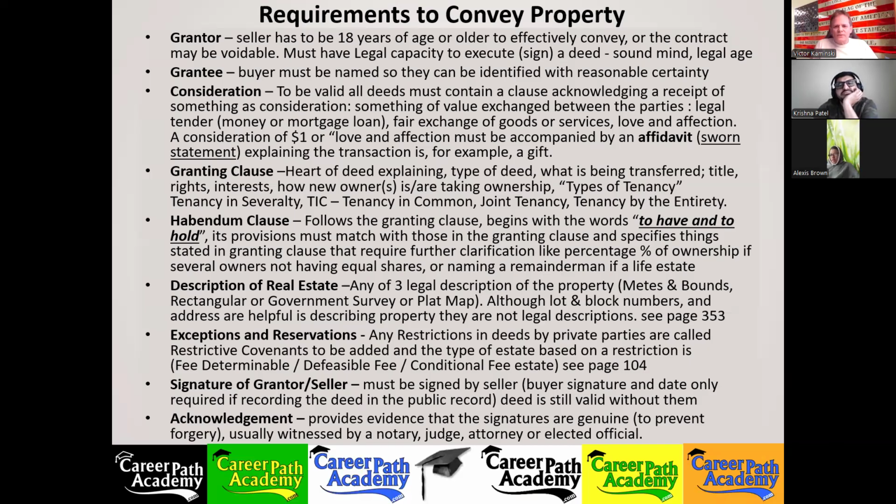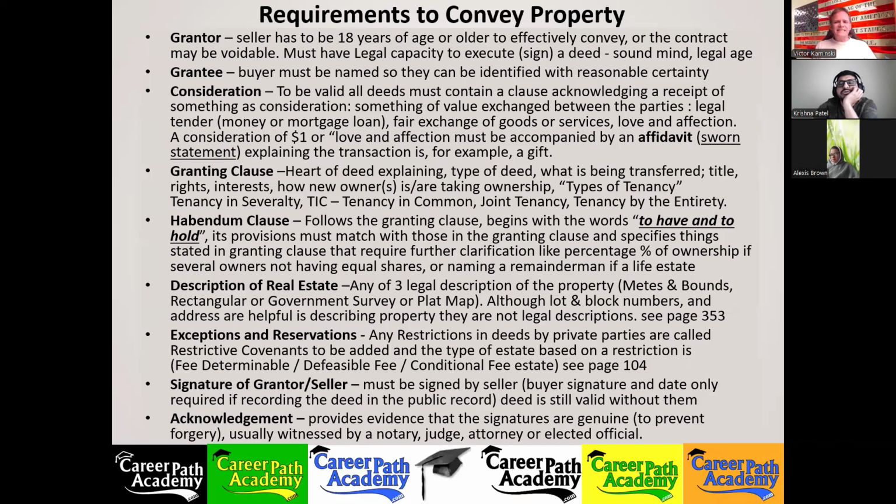Correct. Which one's the default form of ownership, unless otherwise stated in the deed, when there's two or more people? Tenancy in common. And then what would you state otherwise as an alternative to tenancy in common? Joint tenancy. And joint tenancy has four unities that have to be in common in order to have a joint tenancy. Anybody remember what those unities are?